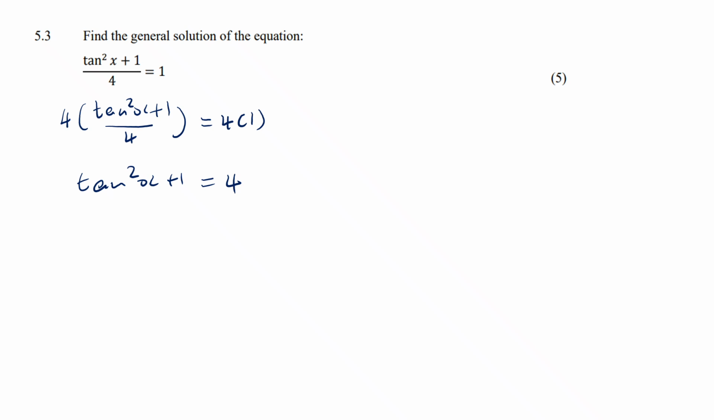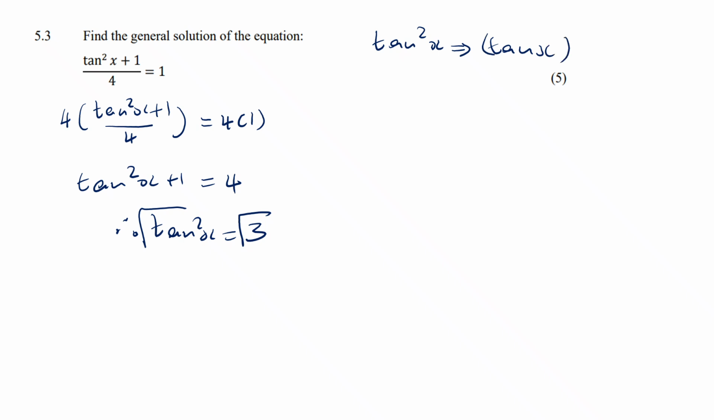So let me move the 1 this side to be negative. Therefore, this leaves me with tan squared x equals, the 1 comes this side to be negative, which leaves me with 3. So can I square both sides? Yes, I can do that to get rid of the square, because remember, tan squared x can be written as tan x everything squared. So when you take the square root of both sides, the 2 cancels, right? So this will leave me with tan x equal to plus or minus the root of 3.